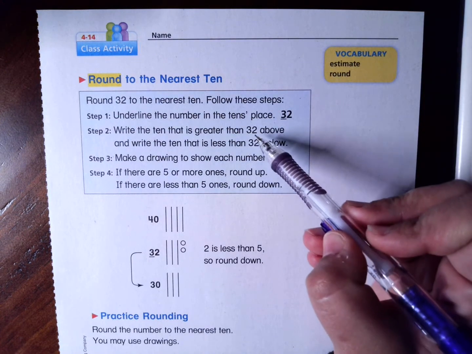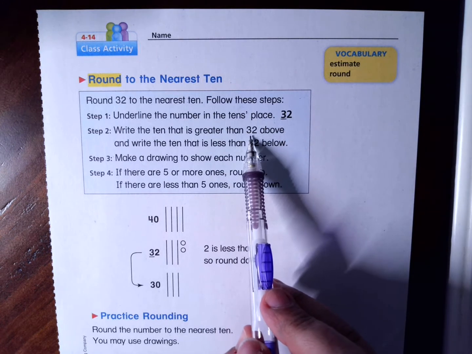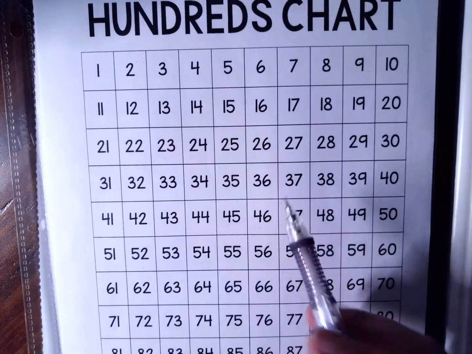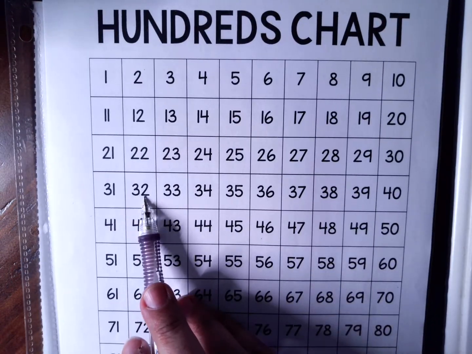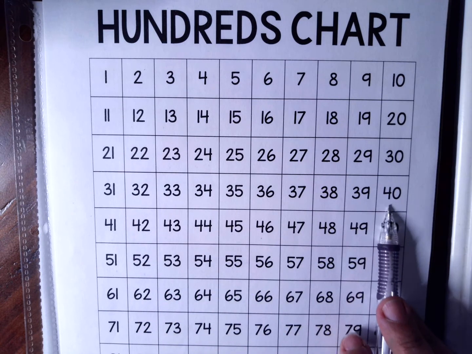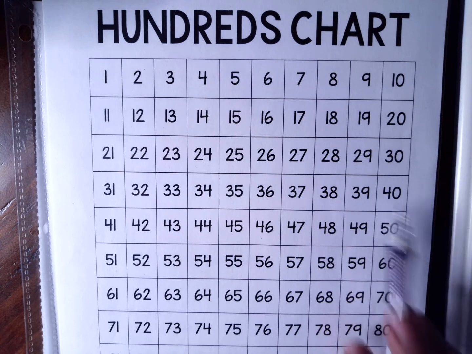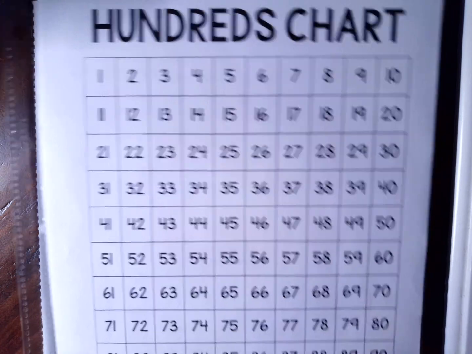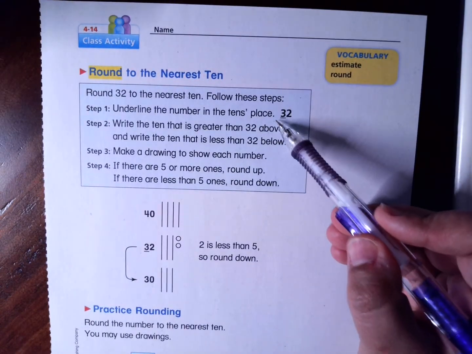Then, what you're going to do is you're going to write the 10 that is above 32. So think of a hundreds chart. If you have your hundreds chart handy that I sent home in the distribution, you can grab that. Here's mine. And so here's 32. So I would go forward and write the 10 that's above 32, which would be 40. And then I would go backwards and write the first 10 that I get to, which is 30. So that's basically what it is saying right here.